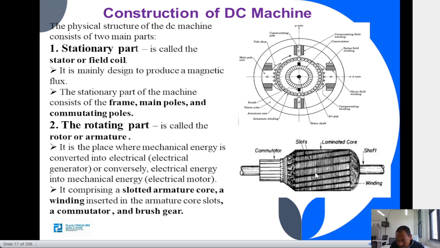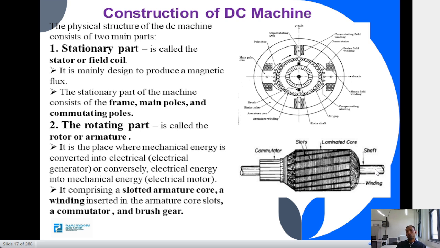These are the slots, and these are the windings, and it has a commutator also. It is the mechanism that converts the internally generated signal into DC. We mentioned this in our last class. It has a commutator, and there is a shaft also. This one is the shaft. So it consists of all these components.